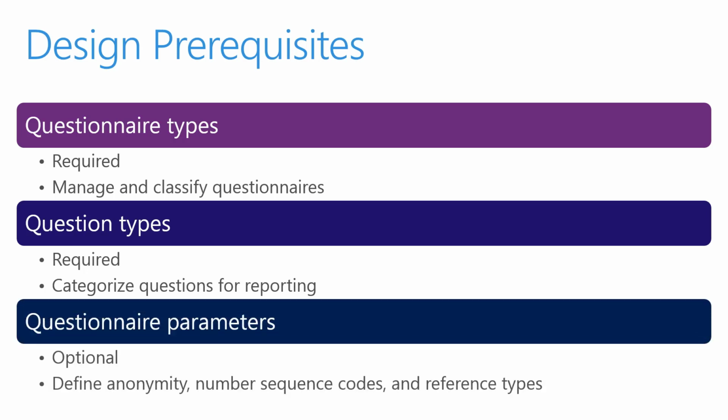Now, these are optional. You might not use them depending on your company's requirements. Parameters define the anonymity, number of sequence codes, and reference types for a questionnaire. When an organization distributes a questionnaire, the option to allow respondents to remain anonymous might be of concern. The number sequence codes are used to organize questions and answers. Based on these number sequence codes, values are automatically assigned to items. You should define all parameters before you begin to create your data. You can modify the questionnaire parameter settings at any time.